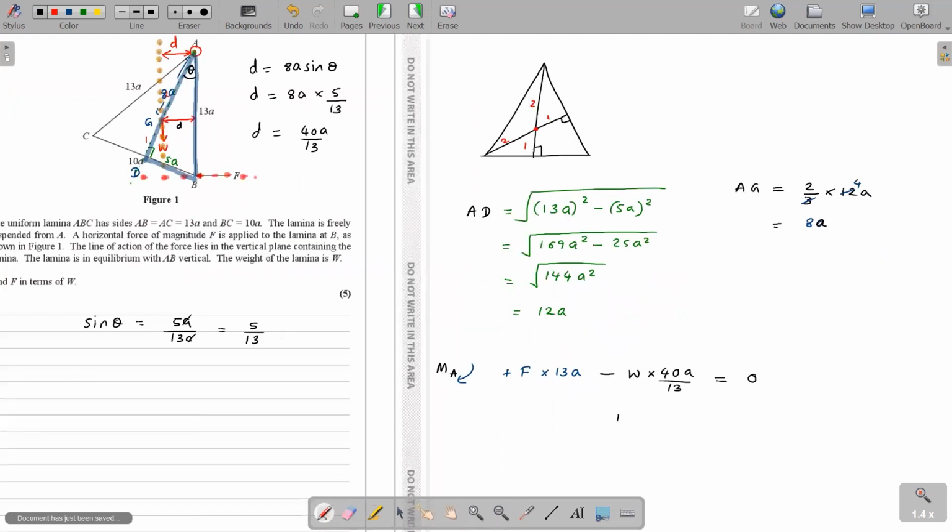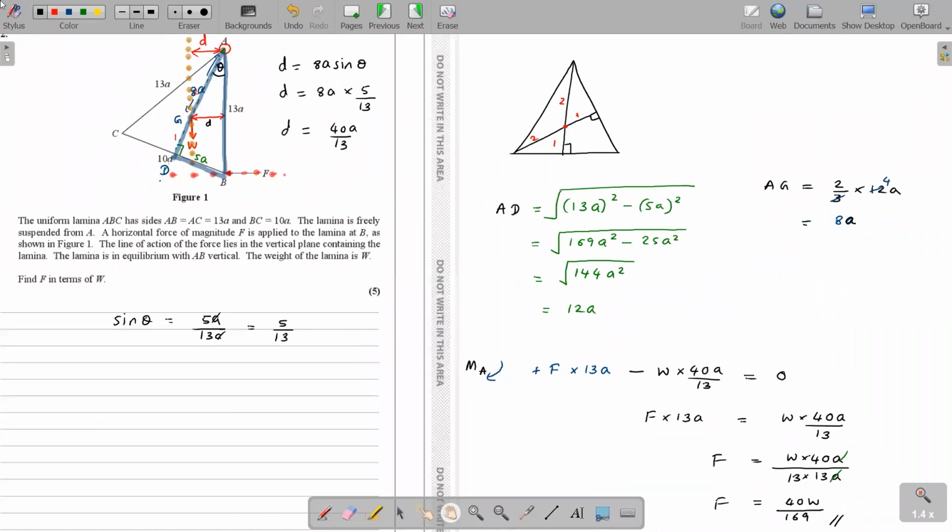So now we need to find F in terms of W, making F the subject. F equals W times 40A over 13, and you bring the 13A down. The A to A would cancel out, and I get F equals 40W over 13 times 13, which is 169. So this is the answer for F in terms of W: 40W over 169.